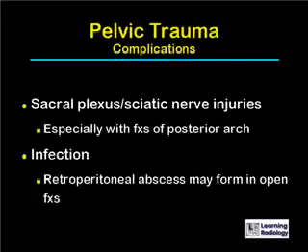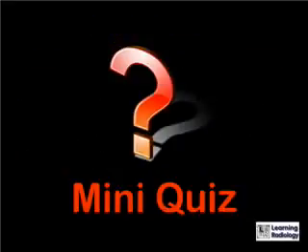Other complications of pelvic trauma include sacral plexus and sciatic nerve injuries, especially with fractures of the posterior arch, and rarely infection. Retroperitoneal abscesses can occur in open fractures.